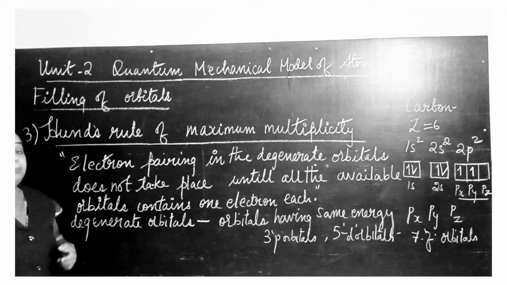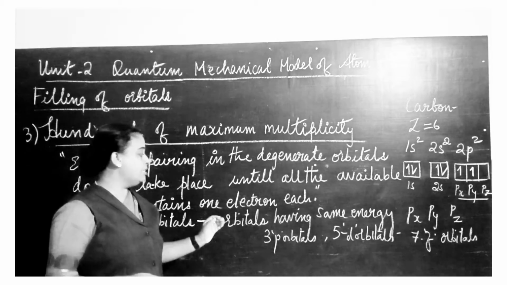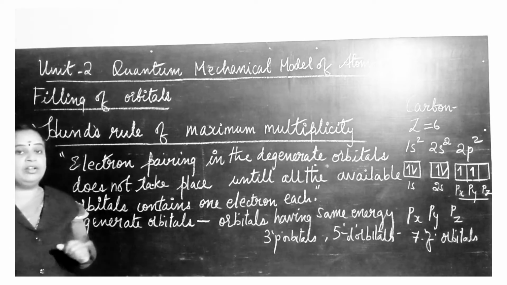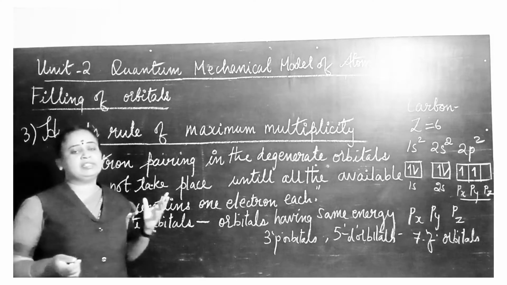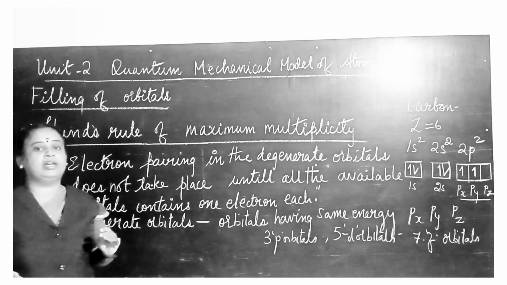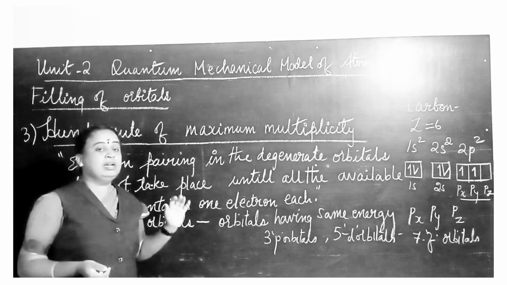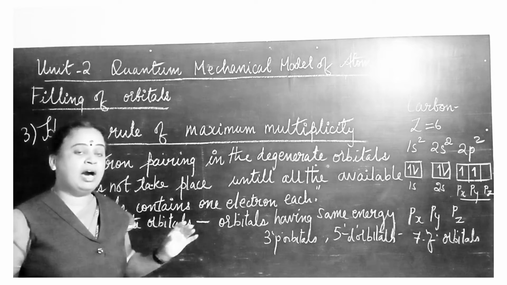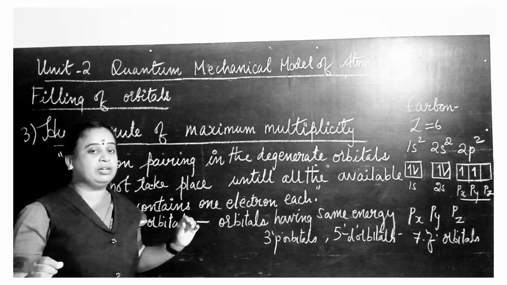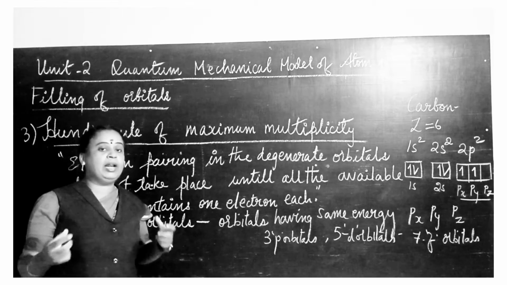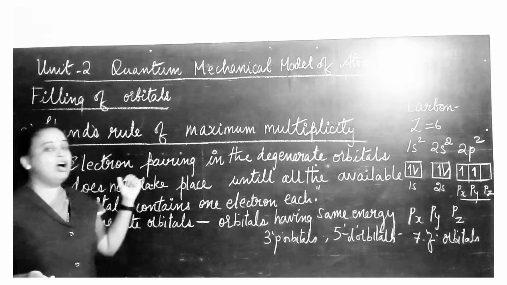For example, p orbital. There are 3 p orbitals, px, py, pz, right? Likewise, there are 5 d orbitals: dxy, dyz, dxz, dx square minus y square, dz square. Likewise 7 f orbitals are there. So these all are degenerate orbitals because they are having equal energy. How electrons are filled in these equal energy orbitals is not explained by Aufbau.